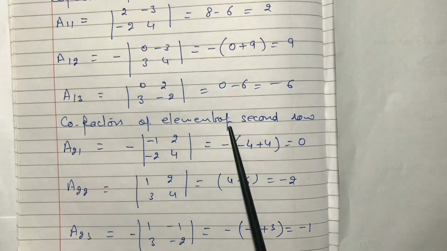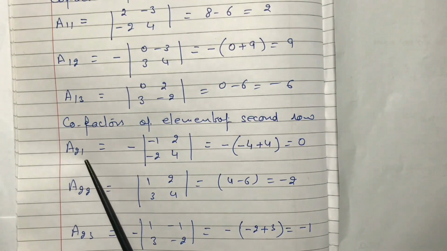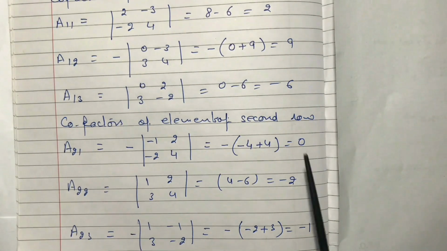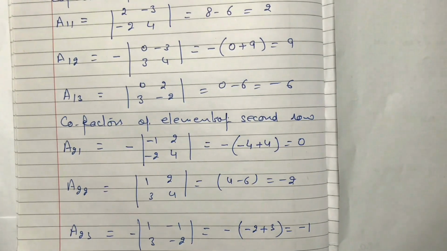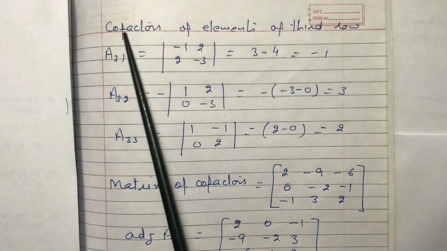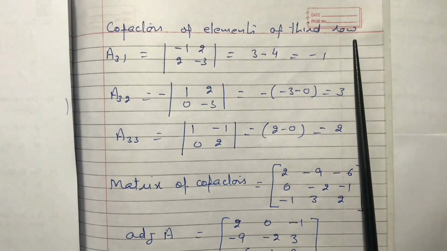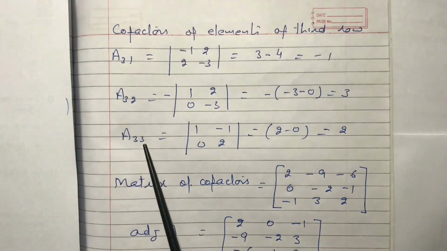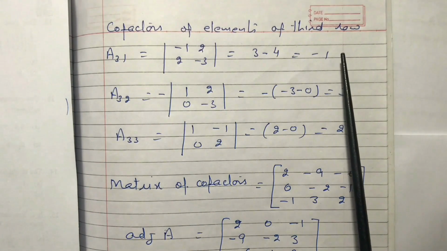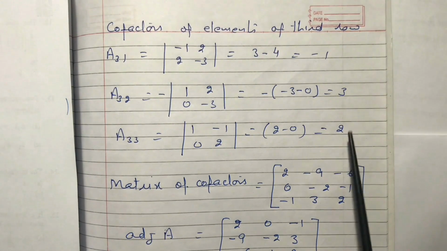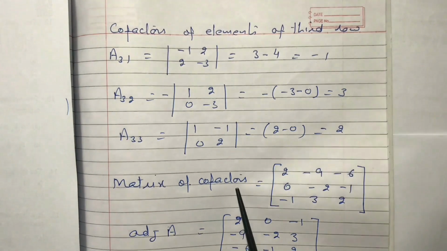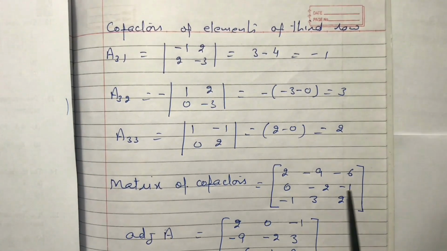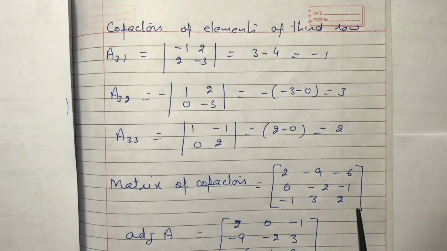Then cofactors of elements of second row, A21, A22, A23, that is 0, -2 and -1. Then cofactors of elements of third row, that is A31, A32, A33. You find and you will get -1, 3 and 2. So matrix of cofactors is 2, -9, -6, 0, -2, -1, -1, 3 and 2.